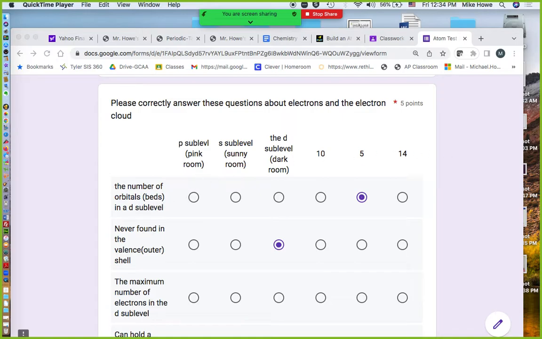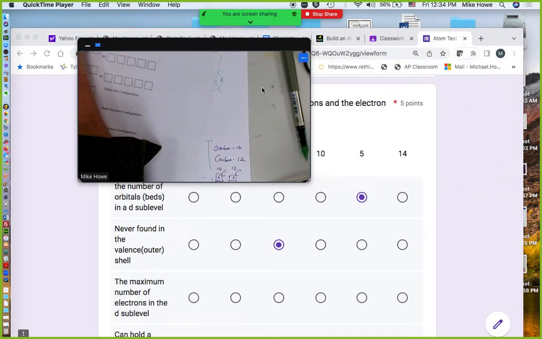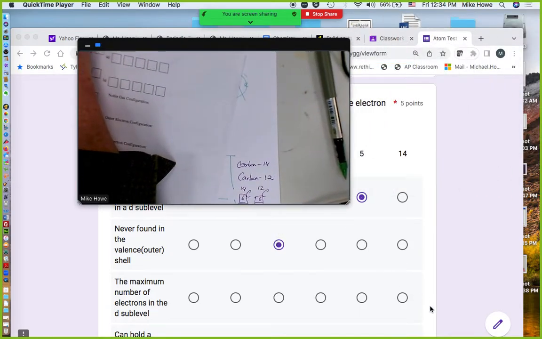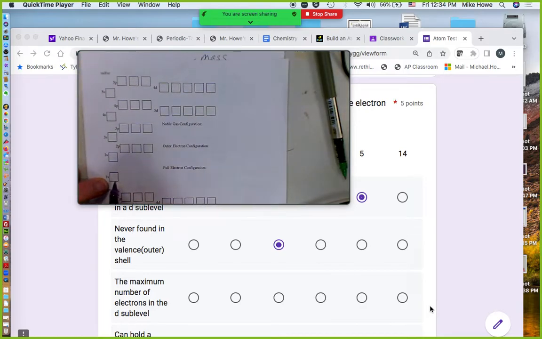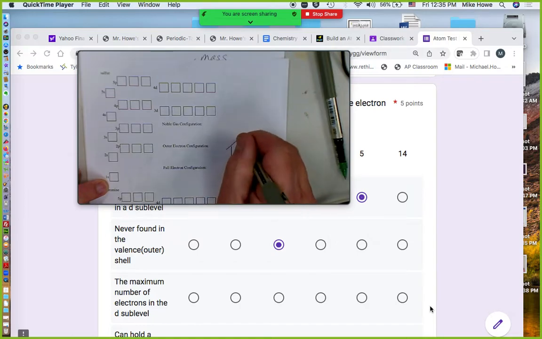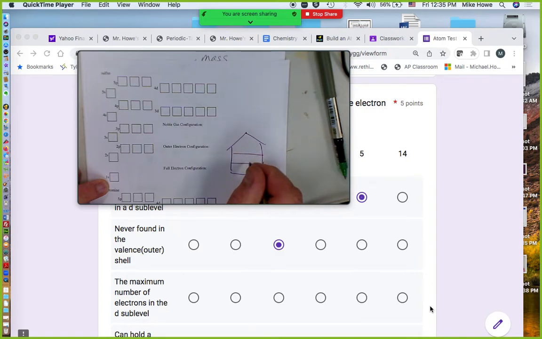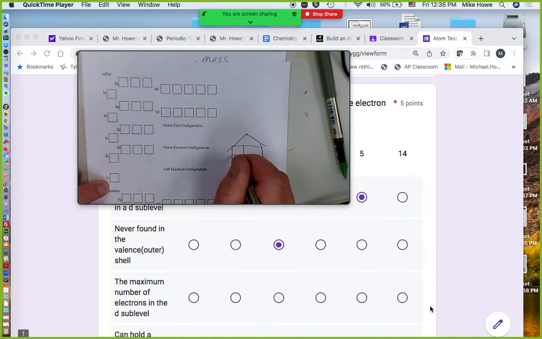So if we look at the sheet that we had used earlier, this little sheet right here, you can see that the s sublevel had one orbital in it. Back in the house picture, remember we had the little house picture, and we had the first floor sunny room and the second floor sunny room, and we had the third floor sunny room and pink room. So the pink rooms are over here and the sunny room is over here. The sunny rooms had one bunk bed in each room.